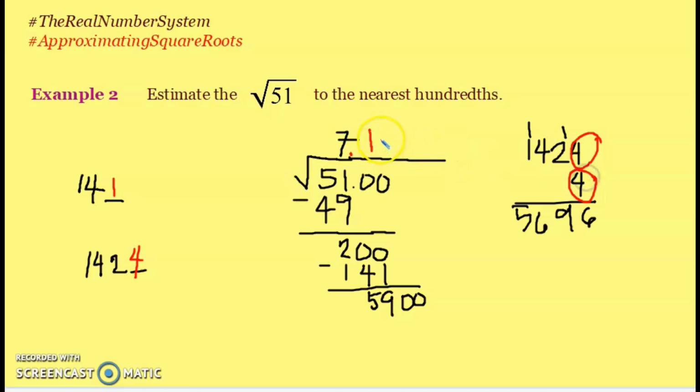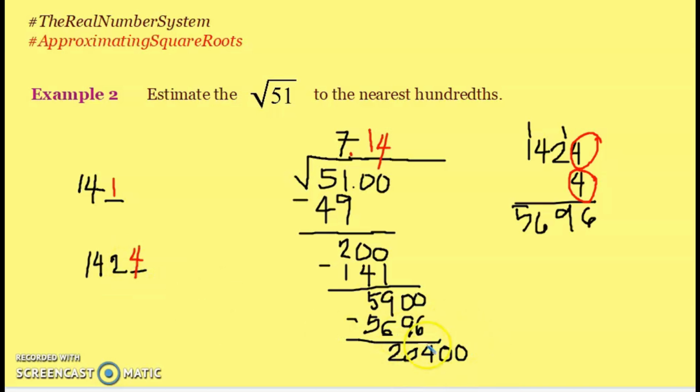Okay? We write 4 here. So, isa na lang. And this will be deducted from 5,900. 5,696. We get a difference of 204. Okay? Tapos, bring down 2 zeros ulit.